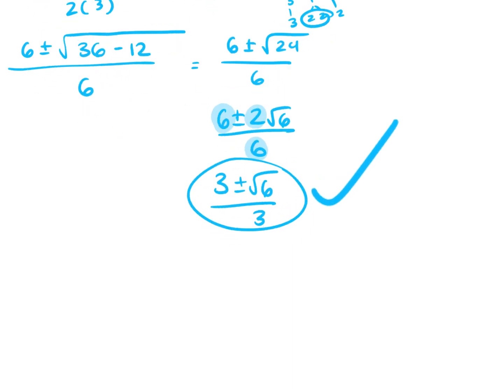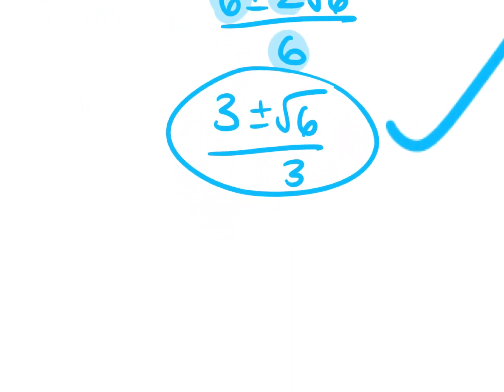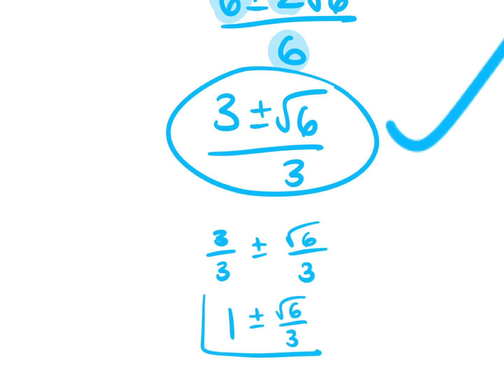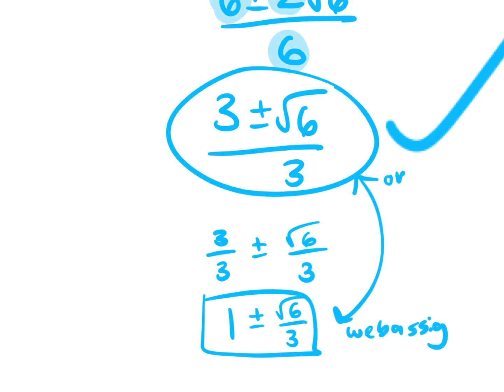So the only other way that we could simplify this would be if we split it up into fractions. So 3 over 3 plus or minus square root 6 over 3, which would be 1 plus or minus square root 6 over 3. So if you do it that way, just make sure you put the 3 under the 3 and the square root 6. So like these are the same thing. It probably wants it this way on WebAssign, but this is okay for a test.